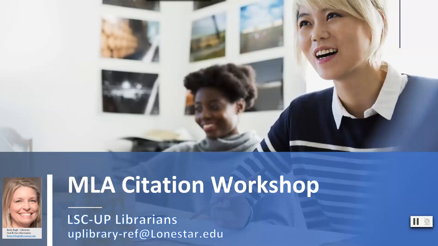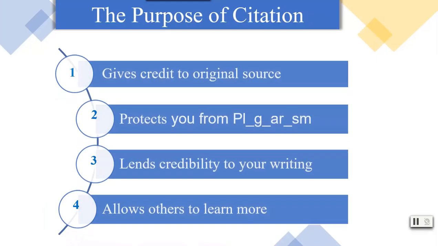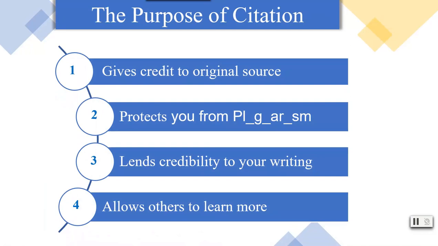Let's get started. So the purpose of citation. Well, citation gives credit to the original creator of ideas or words from an information source. That source could be a book, a website, an article. It could even be from a Twitter account. The citation protects you, the writer, from plagiarism as you use that information that you've learned and placed it inside your writing.